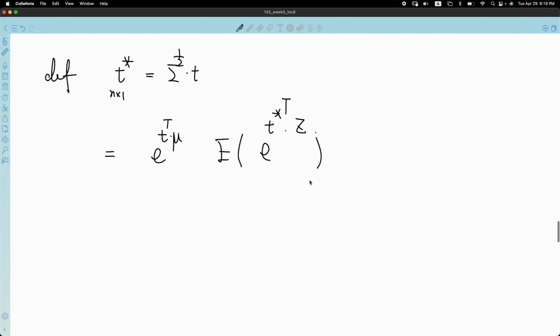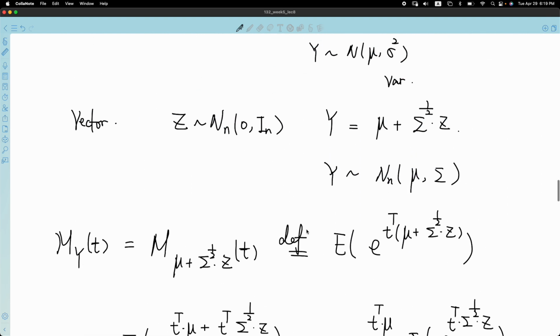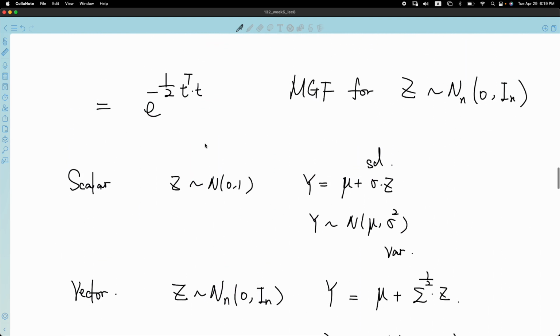You might ask why we are doing these kinds of tricks here. The reason is that we know the moment-generating function for the multivariate Z. So now I'm going to borrow the moment-generating function for the random variable Z. Let's see what is the one that we derived. Okay, so negative 1/2 T transpose T.